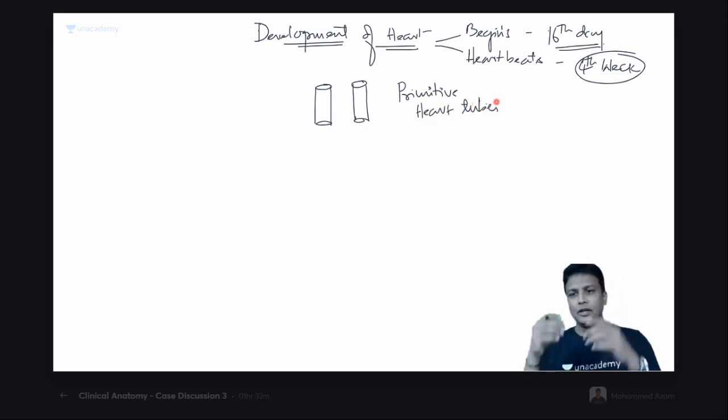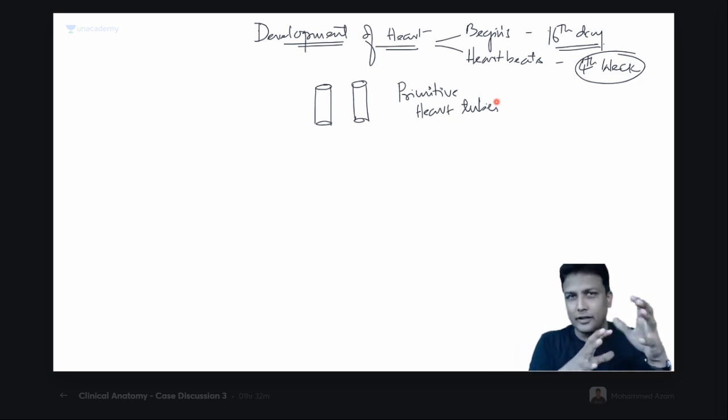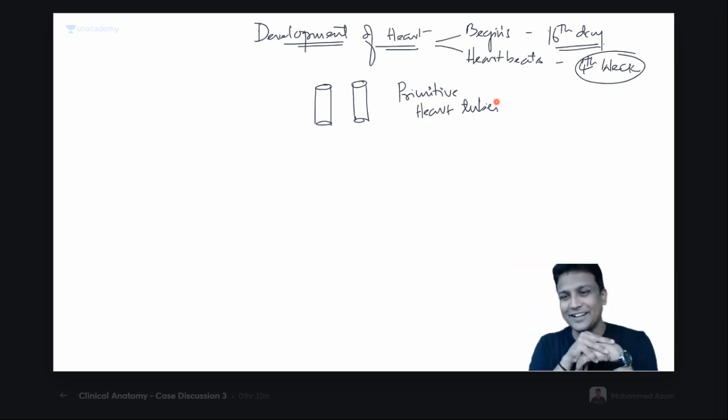Okay, now, initially you'll be having two primitive heart tubes, endothelial heart tubes. And from where are they going to form? I don't want to go into that right now. Okay, splanchnopleuric lateral plate mesoderm. But look at your faces right now, sir. Sir, what are you telling here?